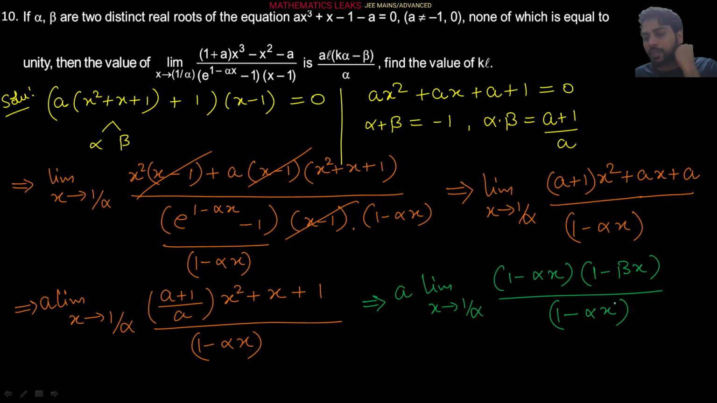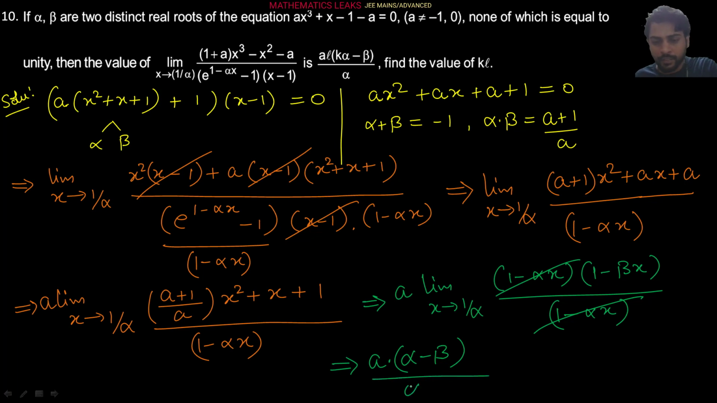So now you can observe 1 minus alpha x, on x approaches to 1 by alpha, is what here? It is becoming 0 by 0 form, 1 minus alpha x was responsible for 0 by 0, just cancel them, correct? Now applying this limit directly, we are getting here a into 1 minus beta into x, x is 1 by alpha, so beta by alpha, alpha is coming in cross multiplication, so alpha minus beta by alpha, so this is it, right?